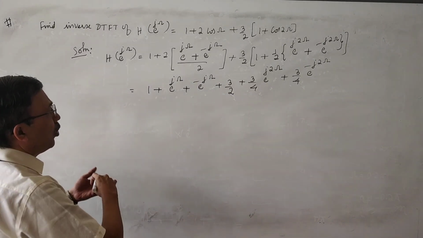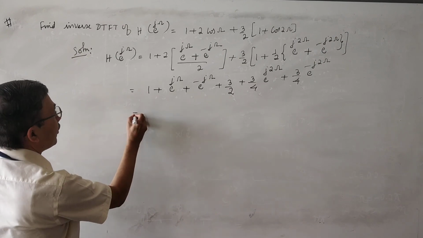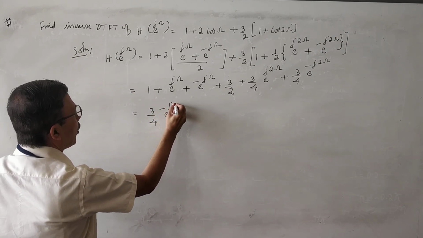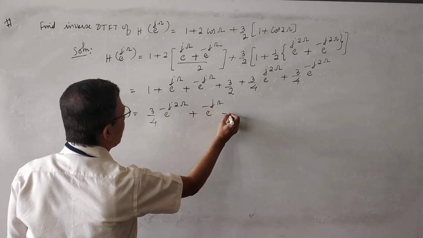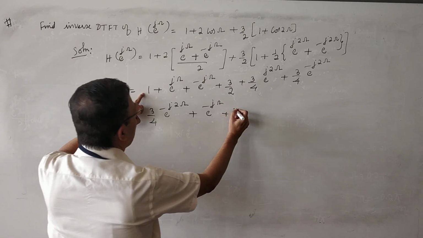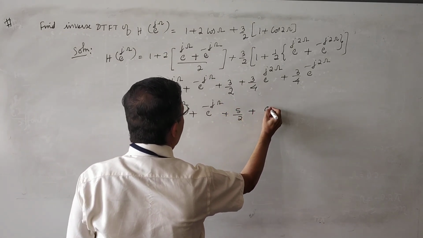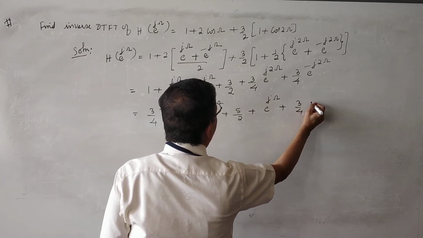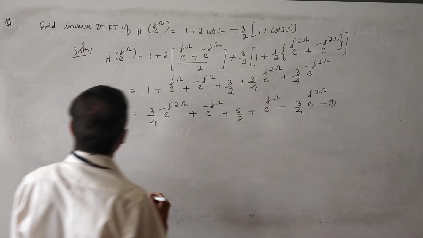I'll write this from the most negative exponential to the most positive exponential. I'll rearrange this expression. So I write 3 by 4 into e power minus j 2 omega plus e power minus j omega. 1 plus 3 by 2 is what? 5 by 2. 5 by 2 plus e power j omega plus 3 by 4 e to the power j times 2 omega. I call this equation 1.